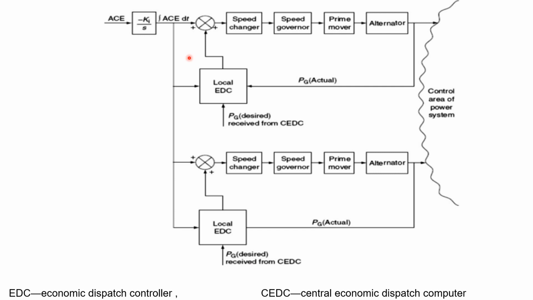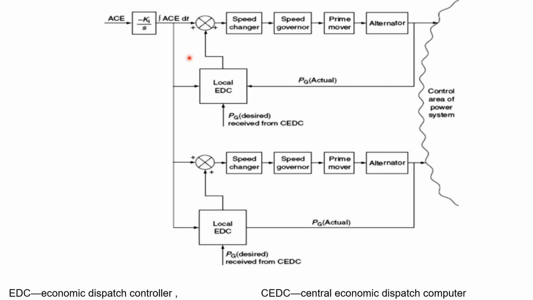So here the loading of generating units is independent of economic loading considerations. Some units may get overloaded or some units can get underloaded. So you have to adjust the gain factor. Practically, this is not satisfactory. So the best solution is by using independent control for load frequency and economic dispatch control.